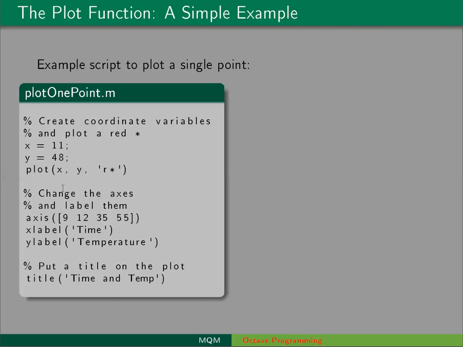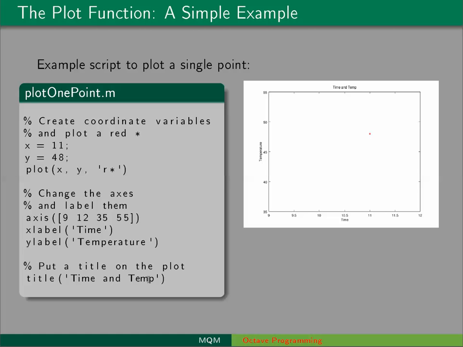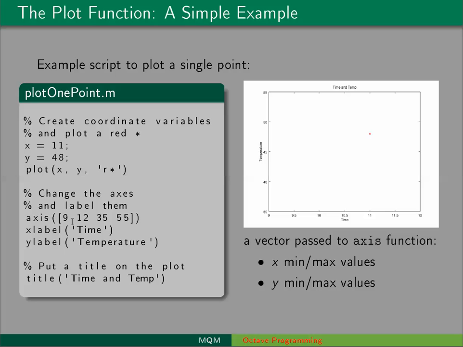After we call the plotting function, we're going to modify the plot by defining the axis range, giving it a string for the x label and one for the y label, and then putting a title on the plot. And here's what we would get. So we plotted our single point and we used a red asterisk for our marker type. And then you can see the ranges for the axes are the arguments passed into axis. Well, really it's one argument, a vector.